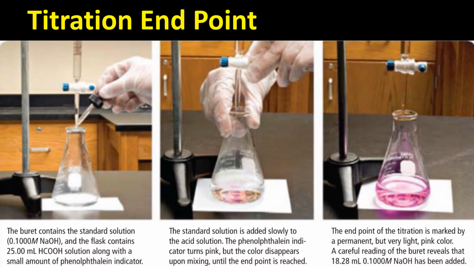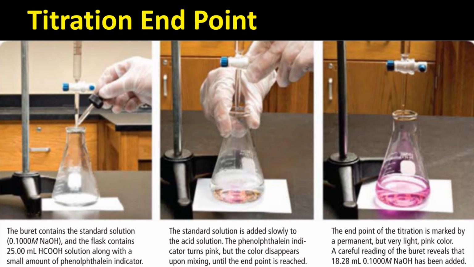So I've told you what a titration is, but these 3 pictures show what a titration would look like. So what we have here is the burette at the top contains a standard solution of NaOH. So that means it's a solution that you know its concentration, and in the bottom there is 25 milliliters of formic acid, and it's got a little phenolphthalein indicator in it. So what we're going to do is add that NaOH until we completely neutralize the acid that's in the flask at the bottom.